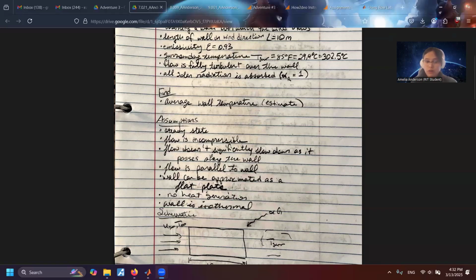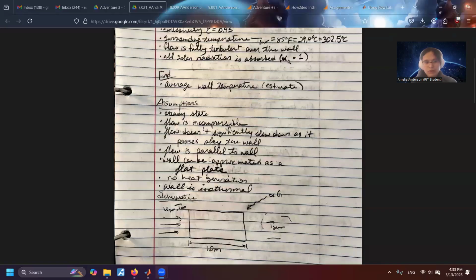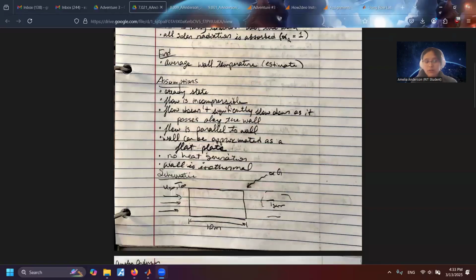The flow is parallel to the wall. We're not having any impingement problems here. We can approximate the wall as a flat plate because this is the only thing we know how to do from chapter 7. There's no heat generation within the wall. It's not magical. And we're also assuming the wall is isothermal, which again may not be the most accurate thing ever, but quality of life.